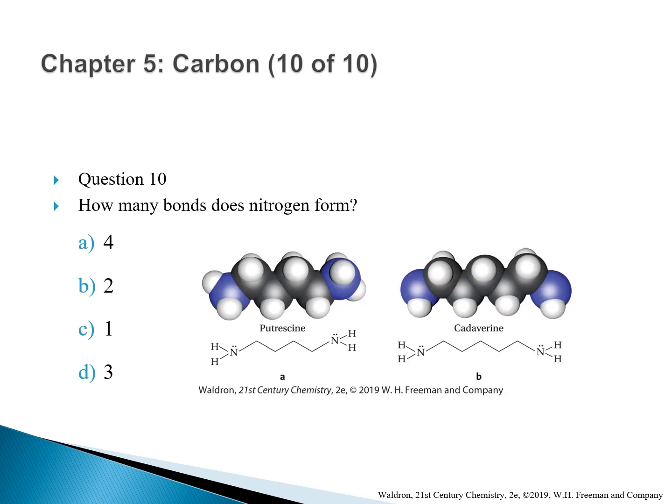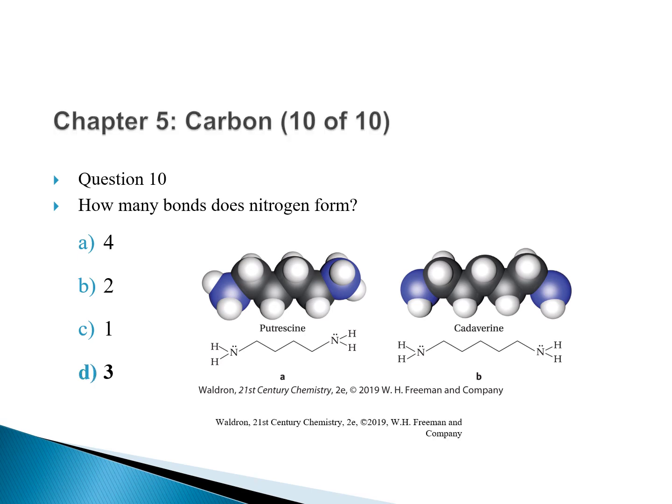Question number 10. How many bonds does nitrogen form? A, 4. B, 2. C, 1. D, 3. Please pause your video here. The correct answer is D, 3. Nitrogen atoms form 3 bonds. If you look at the picture to your right, here is bond number 1, bond number 2, and bond number 3. If you look at the other nitrogen, the same thing holds true. Bond number 1, bond number 2, and bond number 3. Nitrogen makes 3 bonds.